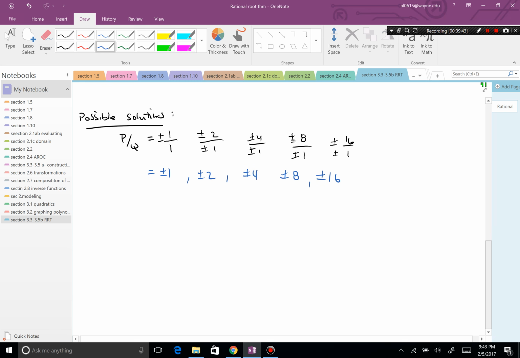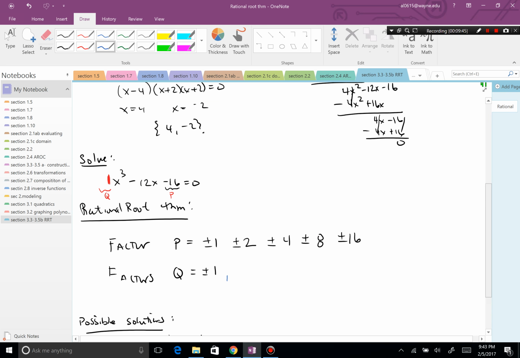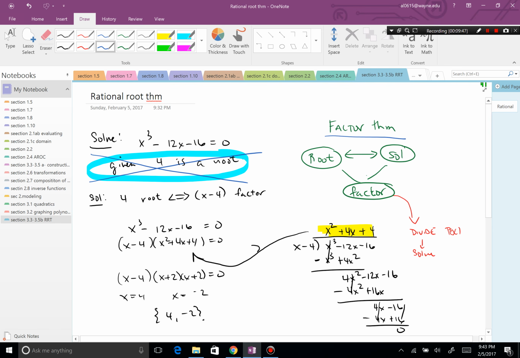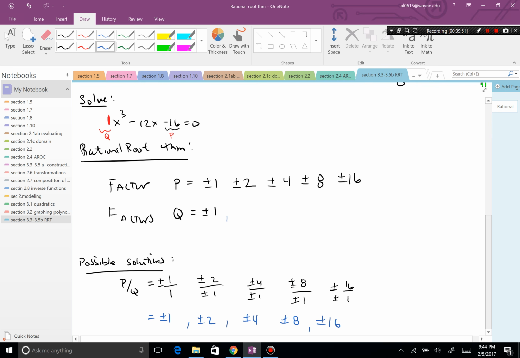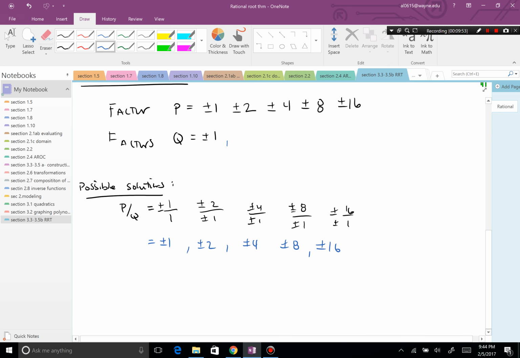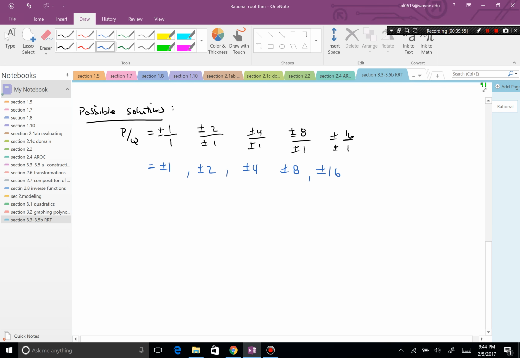Now, let's bring you back to factor theorem. Now that we figured out our possible roots, what does factor theorem say? If you have a root, you have a solution. And if you have a solution, you have a factor. So here's the idea. These are the possible solutions. So how do I figure out which one is a solution?